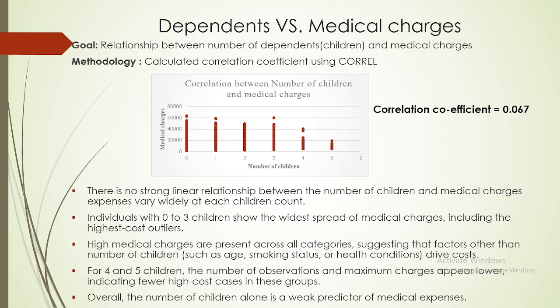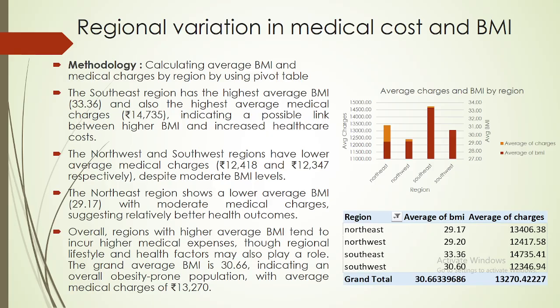But the correlation coefficient is 0.067. It means it's too far away from one. It is positive, but too far away from the value of one. It means there exists a weak positive correlation between the number of children and the medical charges. So the number of children, that is dependents, is also a weak predictor of the medical charges.